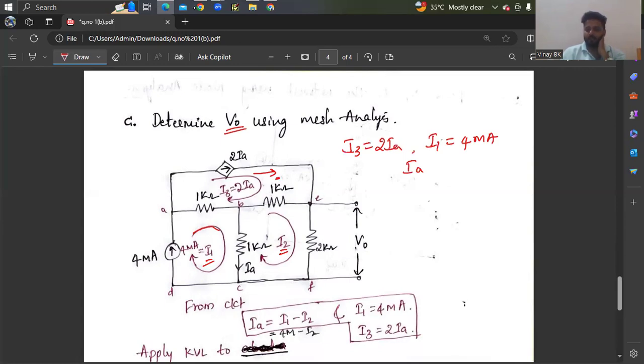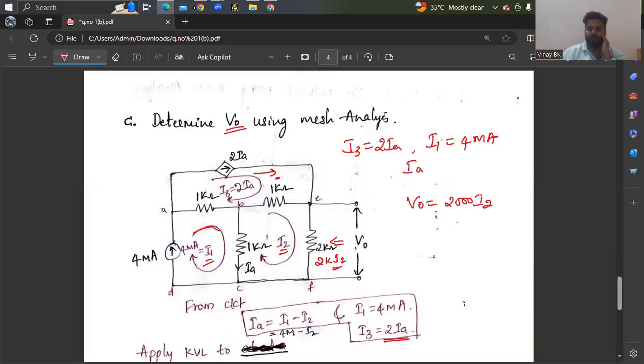Why do you need to find I2? Because they asked you to find the value of V0. How will you write V0? V0 is nothing but the drop across 2 kilo ohm. That is nothing but 2 kilo ohm into I2. If you know the value of I2, you will get the value of V0. So V0 is nothing but 2000 I2, or 2K into I2. So you need to find the value of I2 now. So I1 you already know, I3 you already know, IA how will you write?